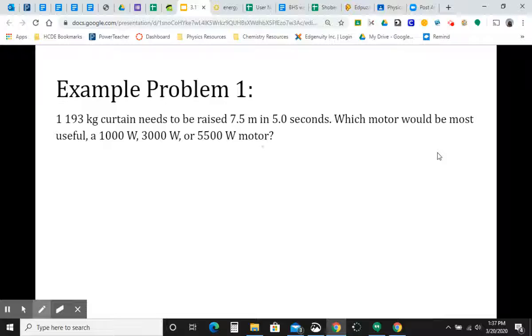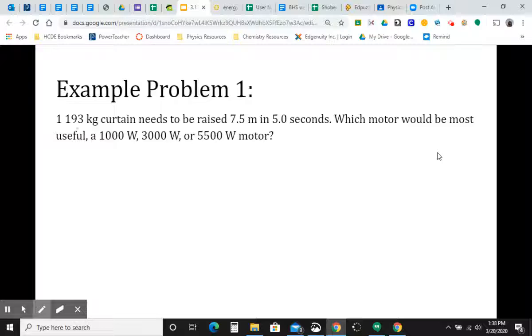And so we probably are going to have to do some math, figure out which one of these we're closest to, and see which one's going to be the most appropriate motor. Because we don't want to go too big, because then it's going to be a waste of energy, but we don't want to go too small, because then it's not going to get the job done fast enough. Okay, so we read the question.